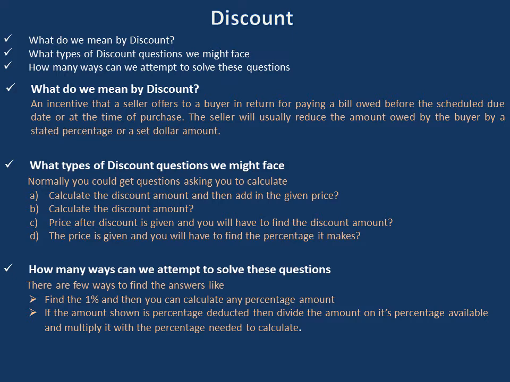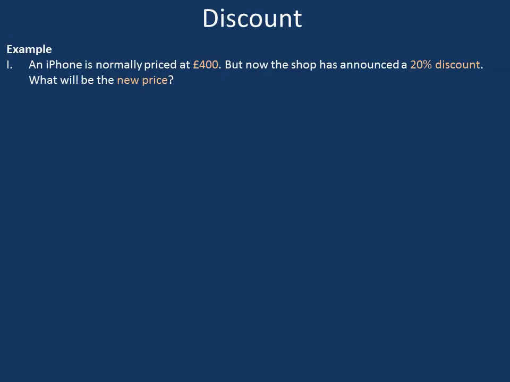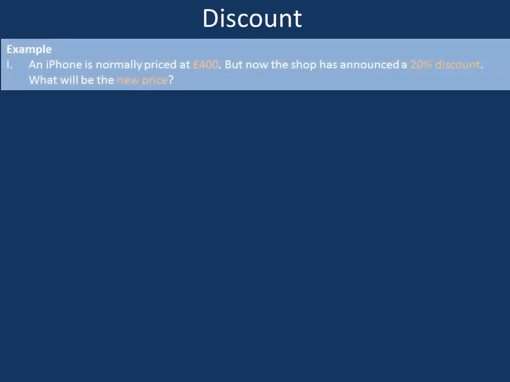So now let's jump to our example. In our first example, an iPhone is selling at £400 and it has been announced with a 20% discount on top of 400. What will be the new price? So you need to find the new price, which is obviously going to be less than 400.